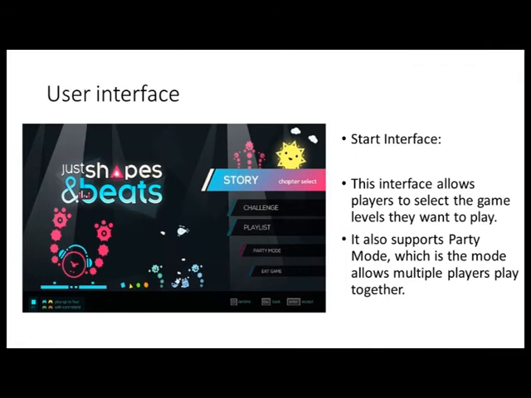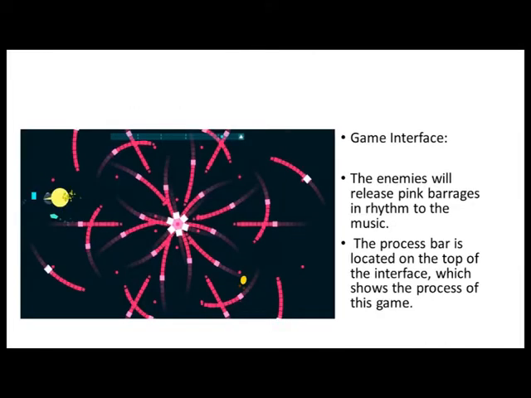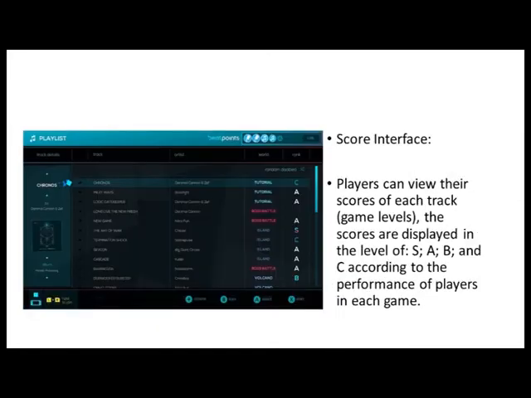The Start interface. This interface allows players to select the game level they want to play. It also supports Party Mode, which is a mode that allows multiple players to play together. The game interface. The enemy will release pink barrages in rhythm to the music. The progress bar is located on the top of the interface, which shows the progress of the game. Score interface. Players can view the score of each game level. The scores are displayed in the levels of S, A, B, and C according to the performance of players in each game.